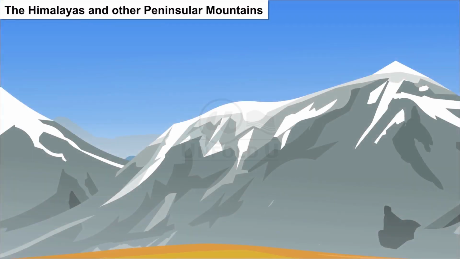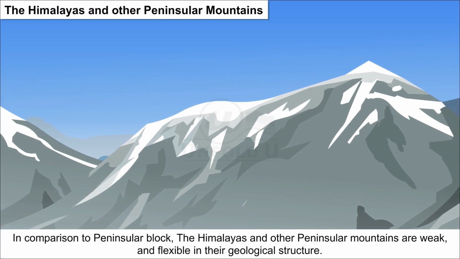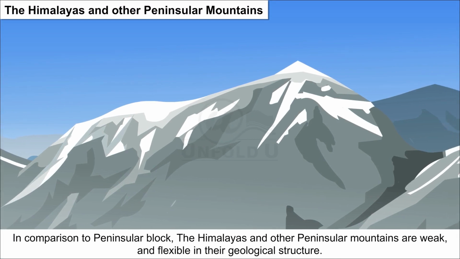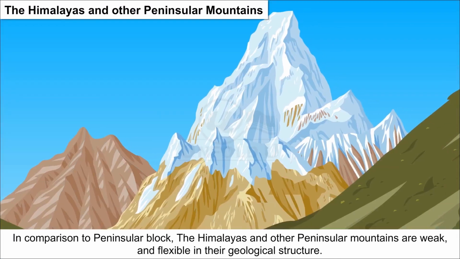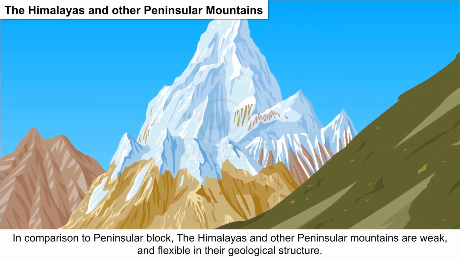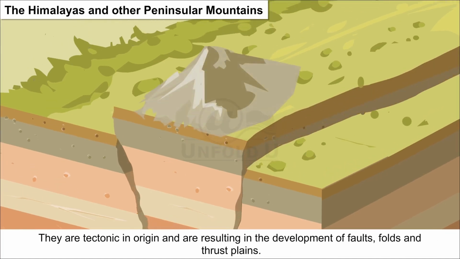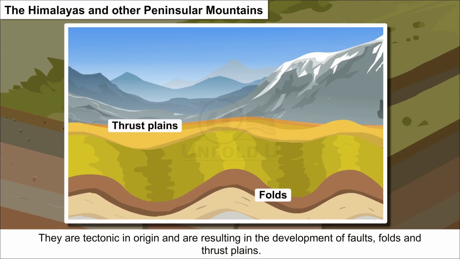The Himalayas and other peninsular mountains. In comparison to Peninsular Block, the Himalayas and other peninsular mountains are weak and flexible in their geological structure. They are tectonic in origin and are resulting in the development of faults, folds, and thrust plains.